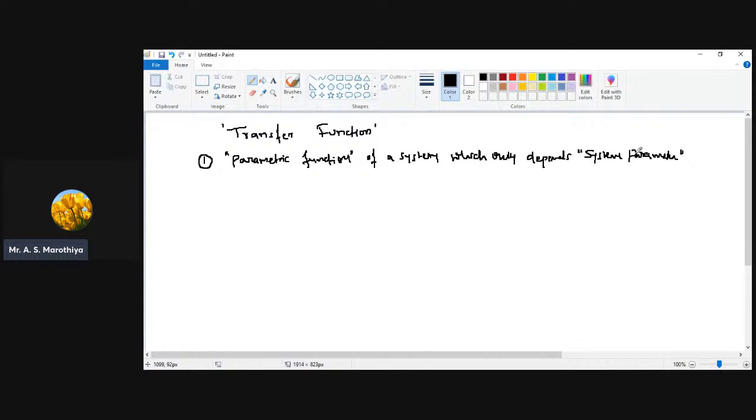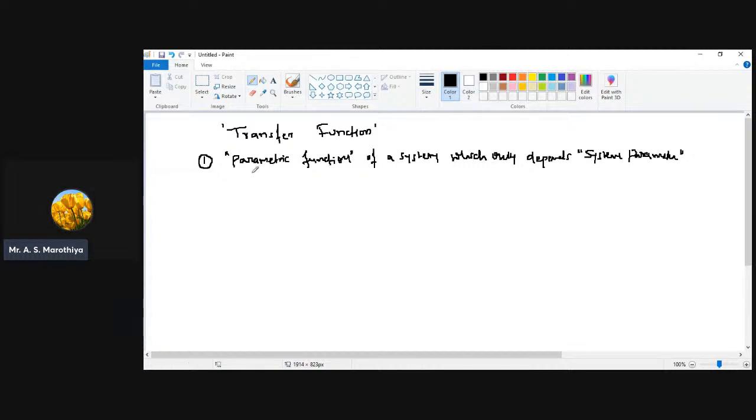That means once the system is designed, once the parameters are fixed, the corresponding transfer function of that particular system is going to be fixed. It does not depend on which type of input you have applied to that particular system and what response you are getting as an output. So transfer function is nothing but a parametric function of a system which only depends on system parameter. It does not depend on input and output of that particular system.